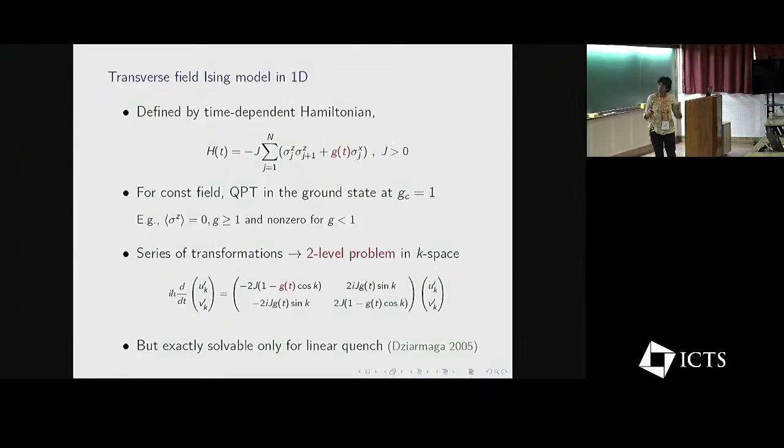So like Manmeet said, I am thinking of again the transverse field Ising model in one dimension, and this is the interaction term, and this is the transverse field, which is time dependent. And as she already said, there's a quantum critical point at g equal to 1. There's a bunch of transformations that you have to do to deal with this, and the quantities of interest finally reduce to a two-level problem. So that's very nice and easy. However, this is not always exactly doable, because you wind up with a second-order differential equation with time-dependent coefficients, which can be solved only in a very specific case. It turns out it's exactly solvable only for linear quenches.